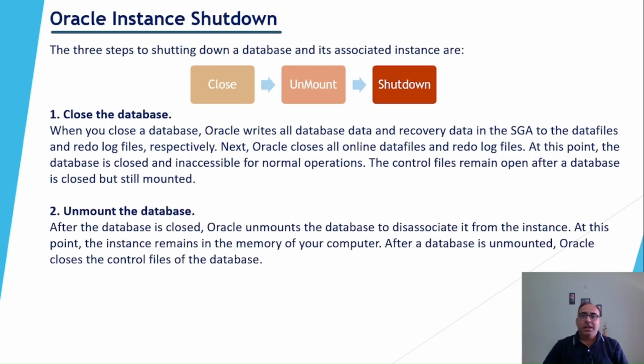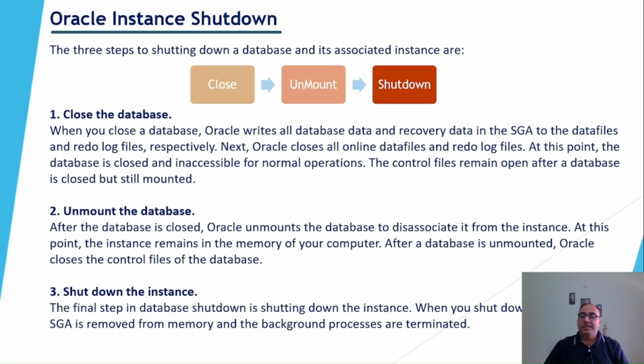Then second, we have unmount the database. In this particular stage, Oracle unmounts the database. It means it disassociates the database from the instance. At this point of time, the instance remains in the computer memory. Also, Oracle closes the control files of the database.